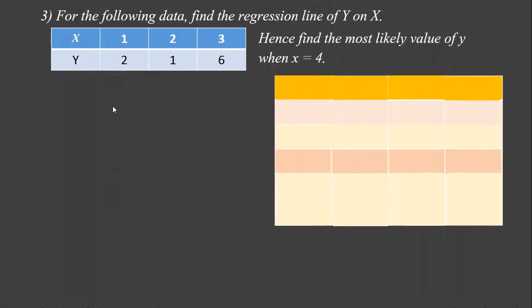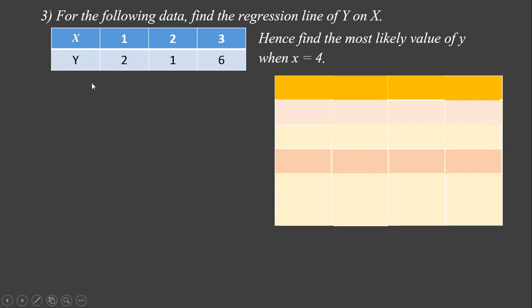Let us see one more example. Last example. For the following data, find the regression line of y on x. Here values of x are 1, 2, 3, values of y are 2, 1, 6. Hence find the most likely value of y when x is equal to 4. Okay, now here the value of x is given and the corresponding value of y is to be found. So we require the regression equation of y on x.